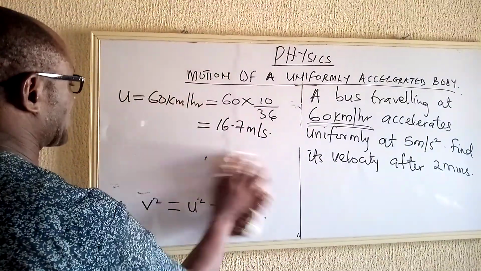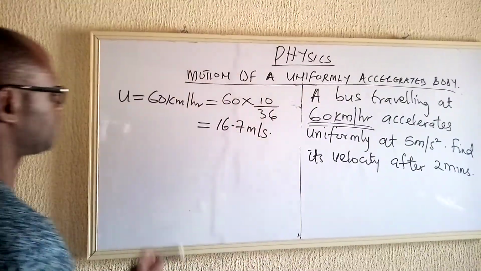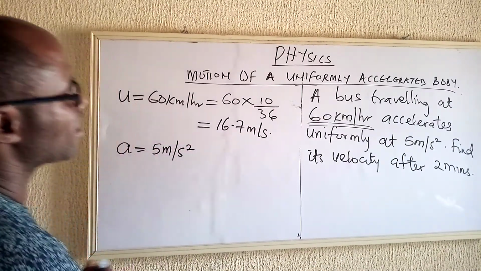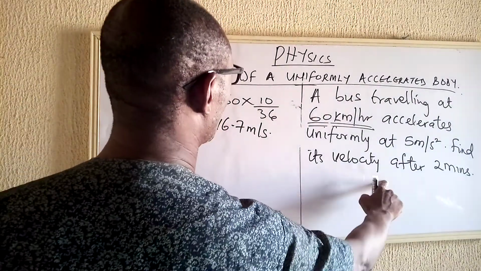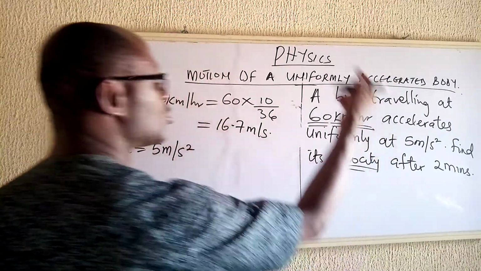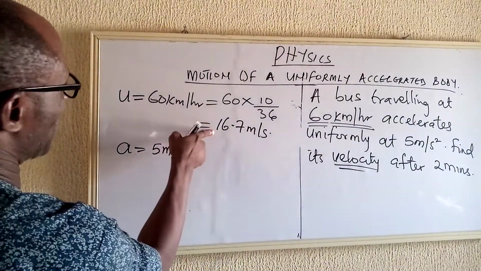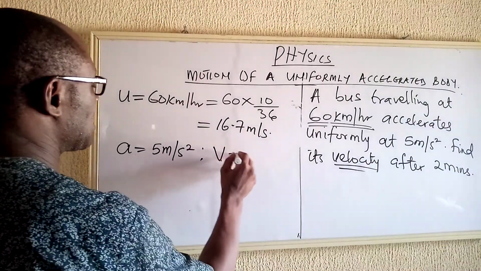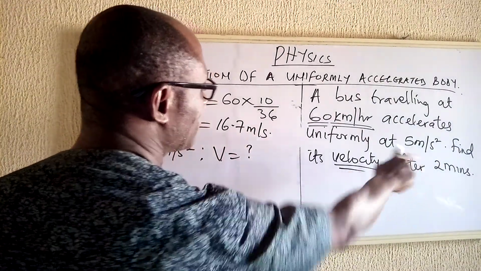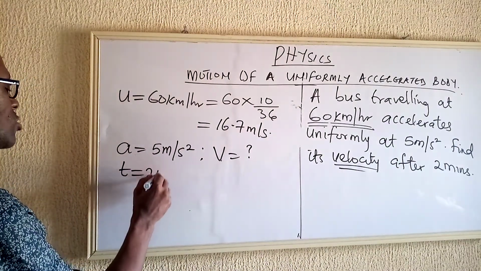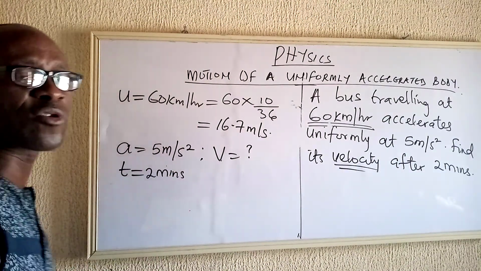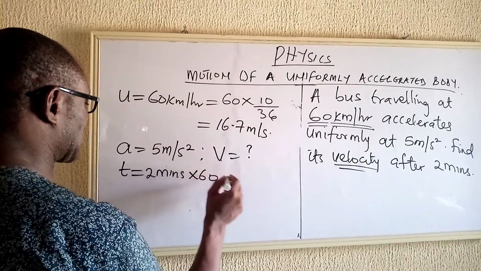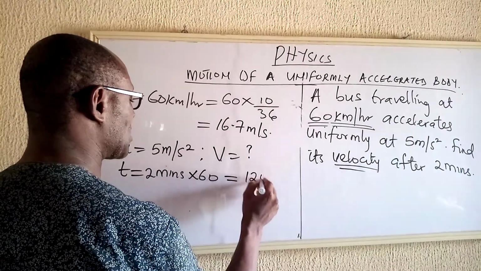Now we are given acceleration to be 5 meters per second square. A is 5 meters per second square. So we are asked to find its velocity. That means the velocity we are finding here should be the final velocity, since we have been given initial velocity. V is what we are looking for, and we are given the time taken. Time is 2 minutes. It has to be converted to seconds so that it will be uniform with others. So you multiply by 60. That's 120 seconds.